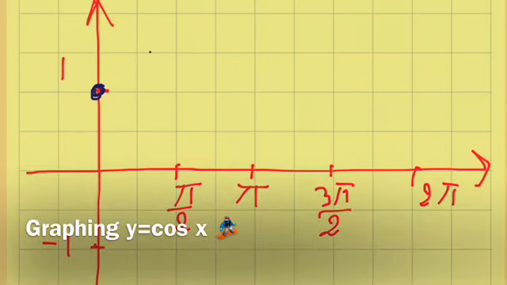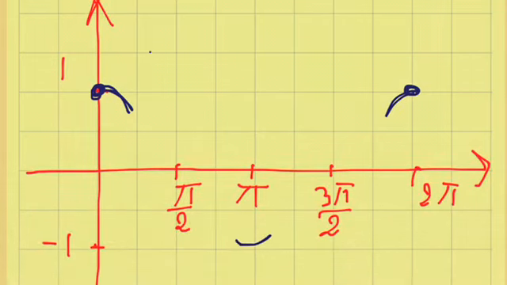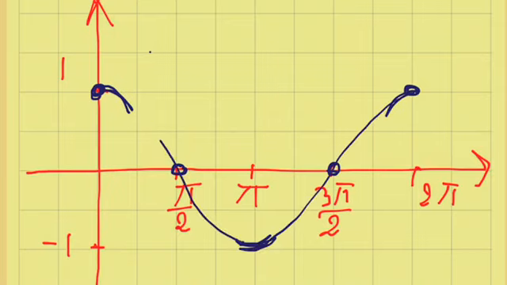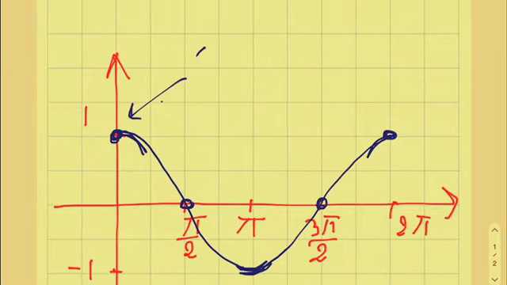So this is a quick way to graph it. You start using the points with coordinates (0, 1) and (2 pi, 1), and then you use the intersection with the x-axis, which are pi over 2 and 3 pi over 2. The minimum is at pi when y equals -1. That's the graph of your cosine.